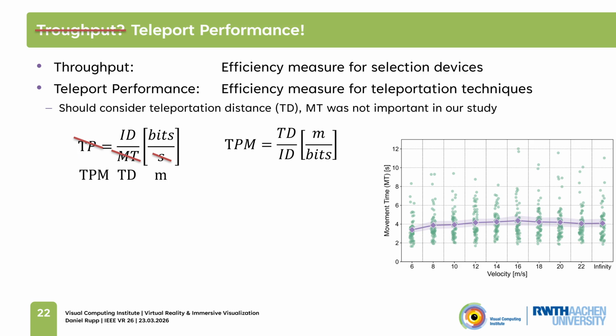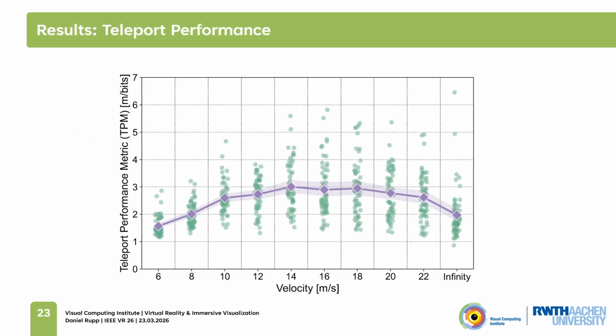Here we plotted this teleport performance metric, which is given in meters per bit. We can see that the highest value is achieved at 14 meters per second, which indicates that for every index of difficulty we risk during selection, we can teleport 3 meters wide. You can also see that there's kind of a plateau, so anything between 14 and 18 has roughly the same value. We would still consider the lower values better due to the lower index of difficulty associated with it. But of course, ultimately it depends on the requirements of your application.